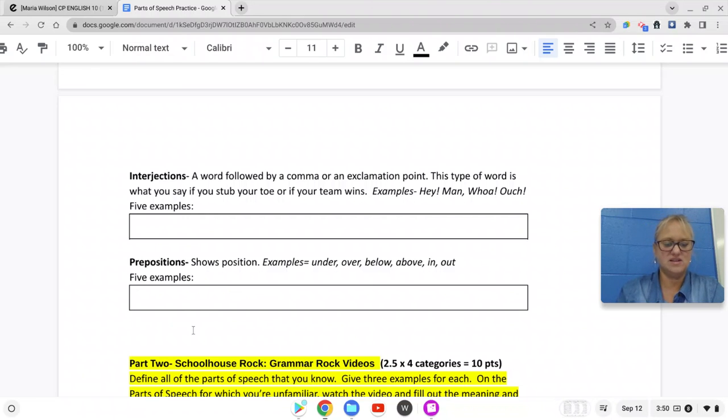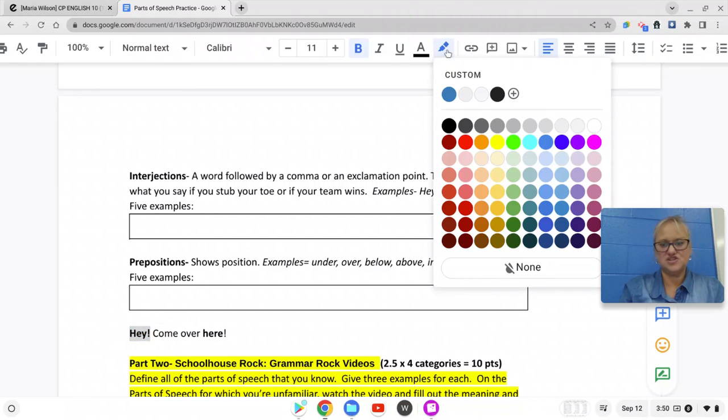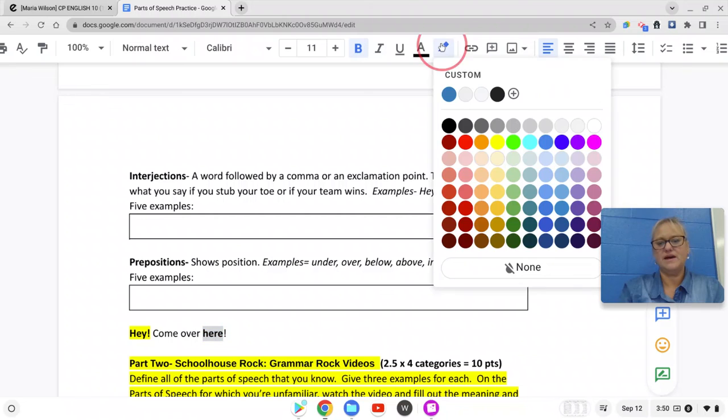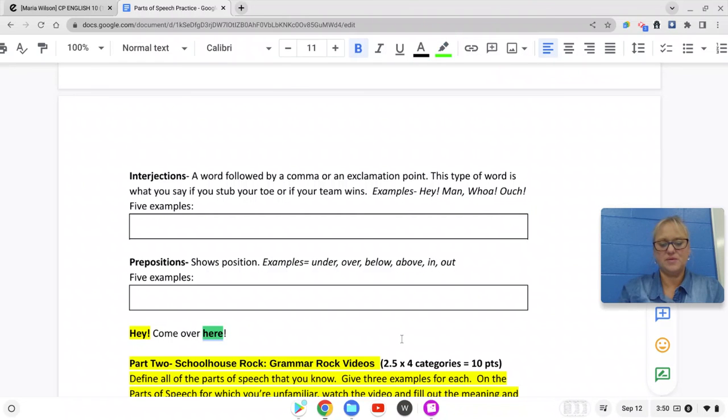So I use the example, hey, come over here. Okay, so hey, that's an interjection. And here, that is a preposition. So that's how I put them together.